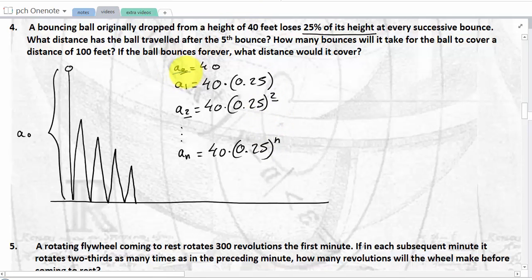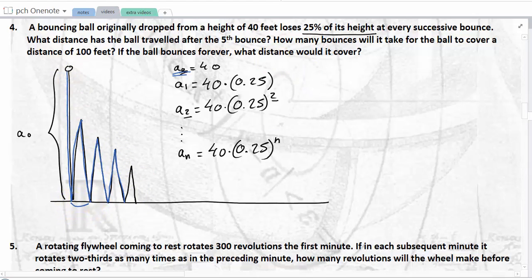So you will understand why I started at A naught here. So we want to measure what? We want to measure the distance traveled by the ball. So here is 40 feet, and then it's going to travel A1 and A1, twice A1, and then A2 and A2, twice A2, A3 and A3, twice A3. Okay, so this is a distance traveled after the first bounce.